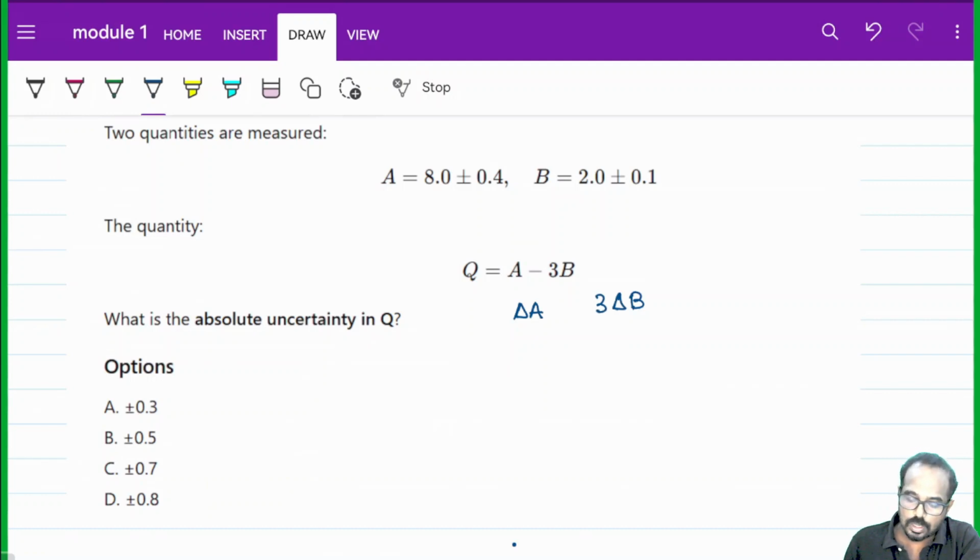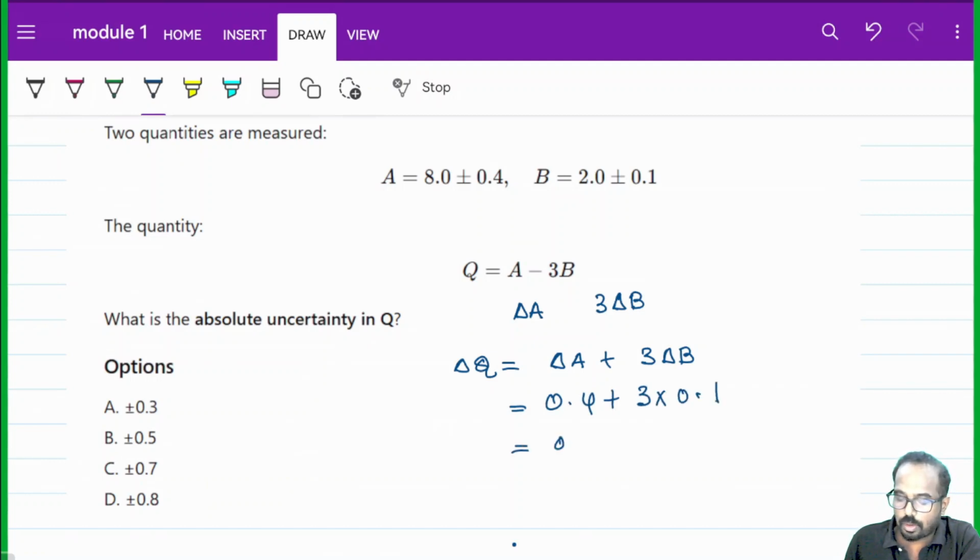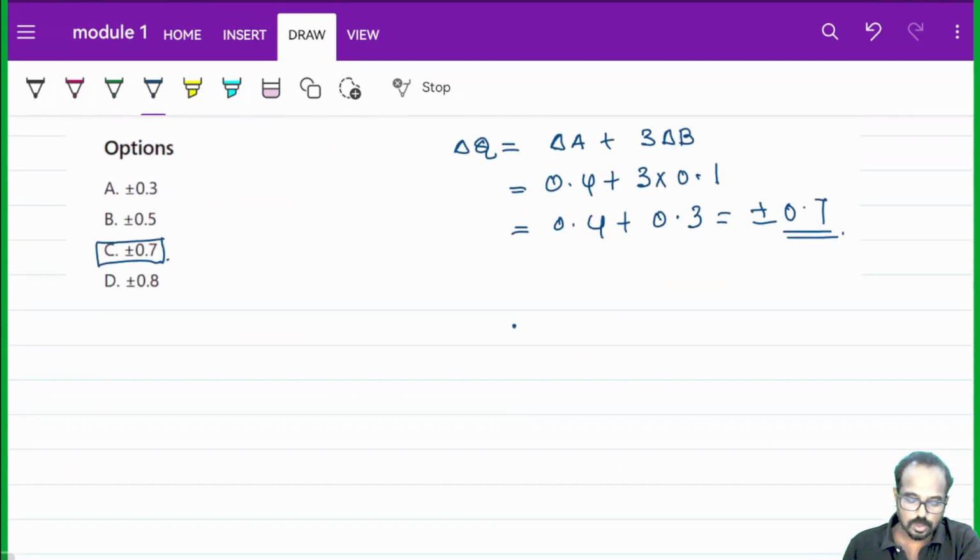So what is the total uncertainty in Q? It will be the absolute uncertainty in A plus 3 times the absolute uncertainty in B. The absolute uncertainty in A is 0.4 plus 3 times the absolute uncertainty in B, 0.1. So it will be 0.4 plus 0.3, which is equal to plus or minus 0.7. We check the options. Option C is the correct option. Let's move on to the next question.